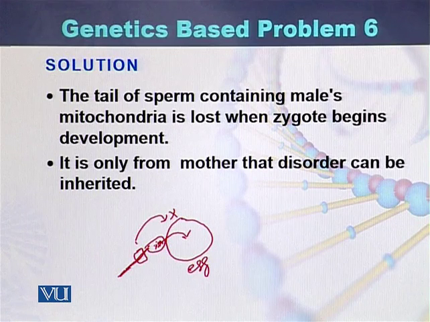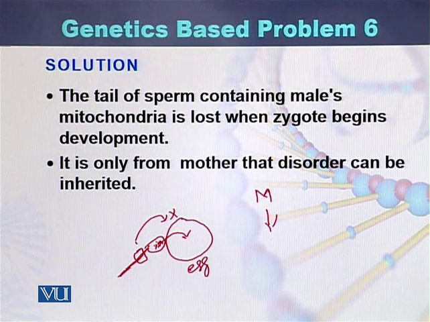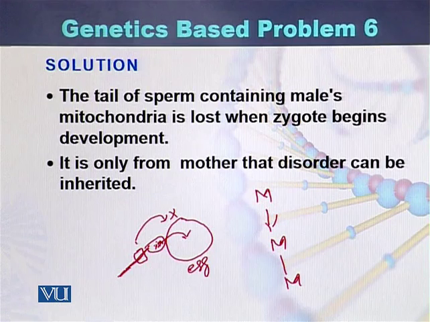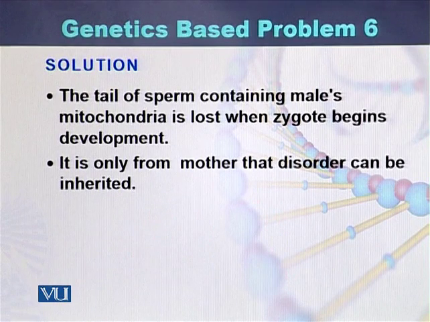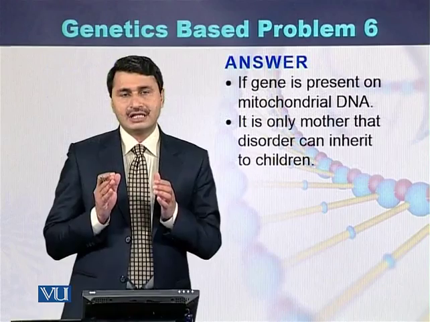So in the case of those genetic disorders which are due to the mitochondrial DNA, the mitochondria is inherited from the mothers, from mother to next mother and to next mother. So the mitochondria is not inherited through the fathers. So in this case, the gene would be present on the mitochondrial DNA.